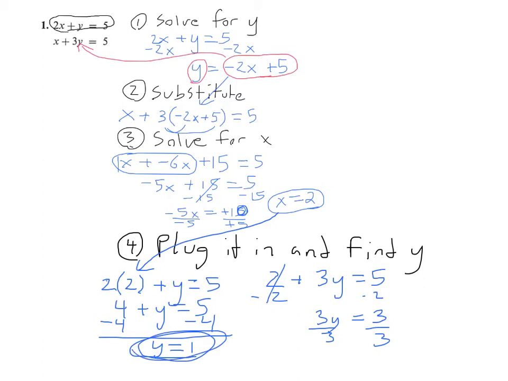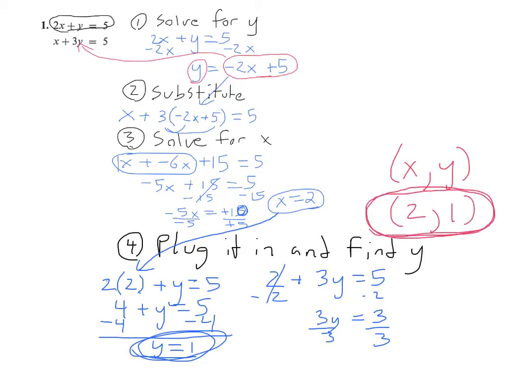So our answer, our grand answer is, instead of x comma y, we know our x is 2 and our y is 1. So our answer of where these two lines intersect, even though we never graphed either line, is 2 comma 1. Now you will need to know all three methods.